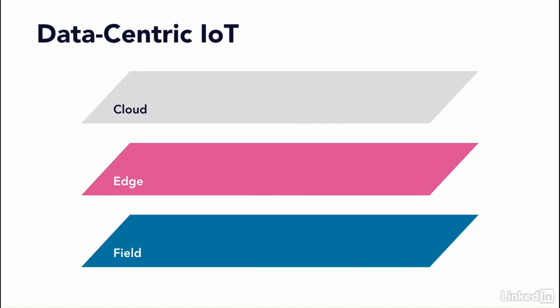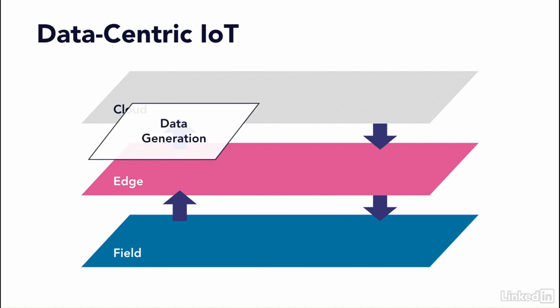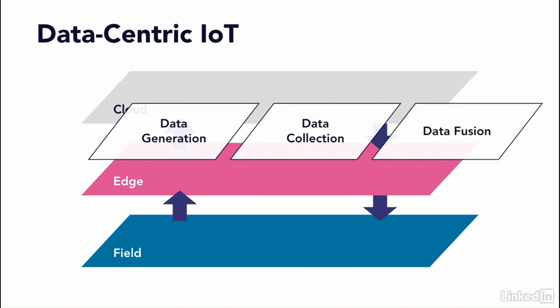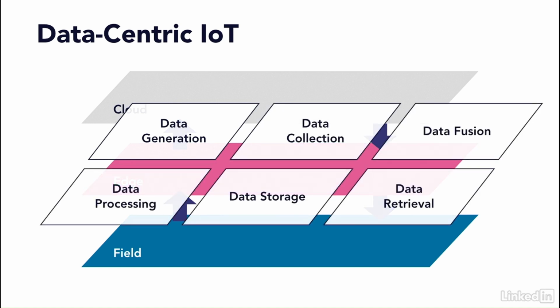The sensing data is usually generated from a field network and transferred within its own network or between the field, edge, and cloud entities. Having that in mind, data management is about managing data from its generation, collection, fusion, to its processing, storage, and retrieval.